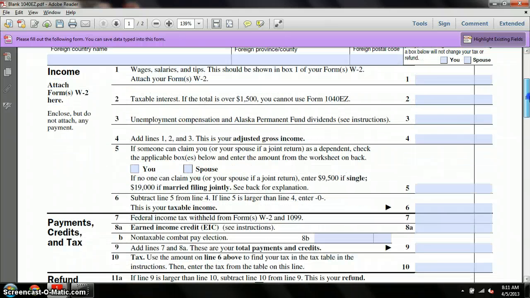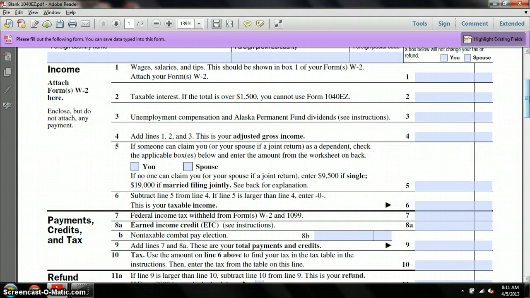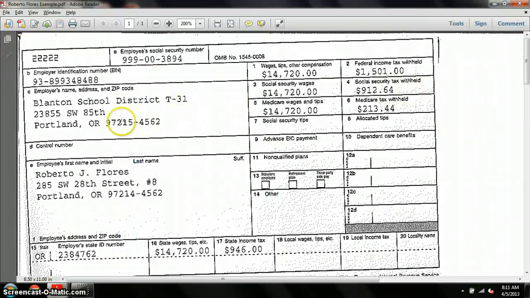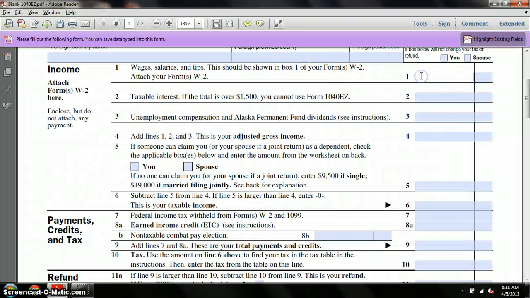Now we start with step number 1, wages, salaries, and tips. This should be shown in box 1 of your form W-2. So we do exactly that. Look at our W-2 form. And here we see wages, tips, other compensation, $14,720. So we transfer that number over here, $14,720.